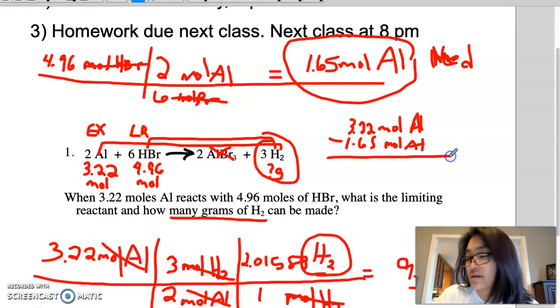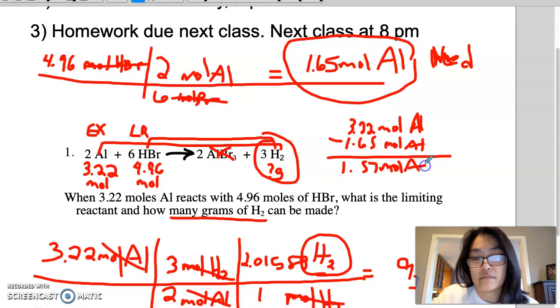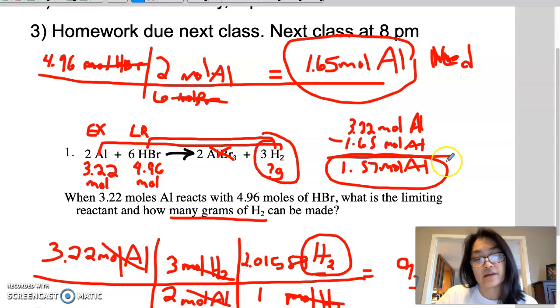And then when I subtract it, I get 1.57 moles of aluminum. Okay, so see, I have 3.22 moles of aluminum that I have minus 1.65 moles of aluminum that I need, that I just calculated up here. And when I subtract, I get 1.57 moles of aluminum, and that is how much excess that I have. And that's how you calculate excess right there.